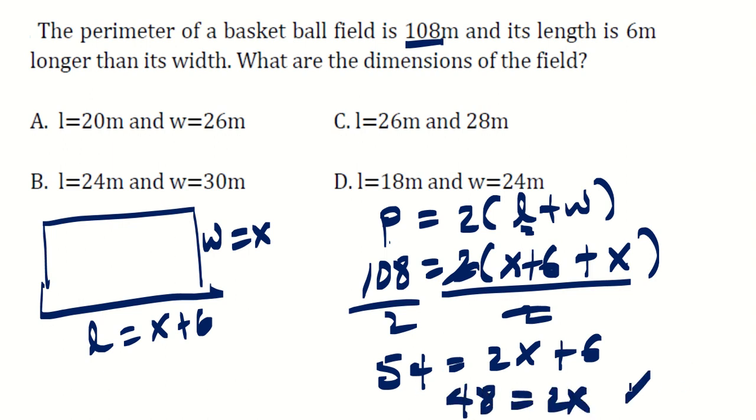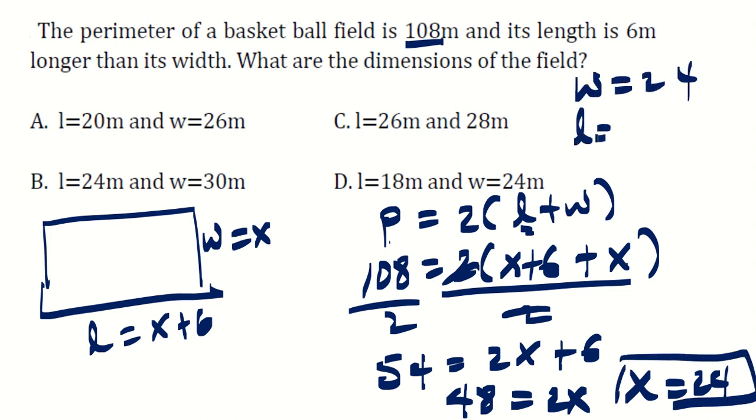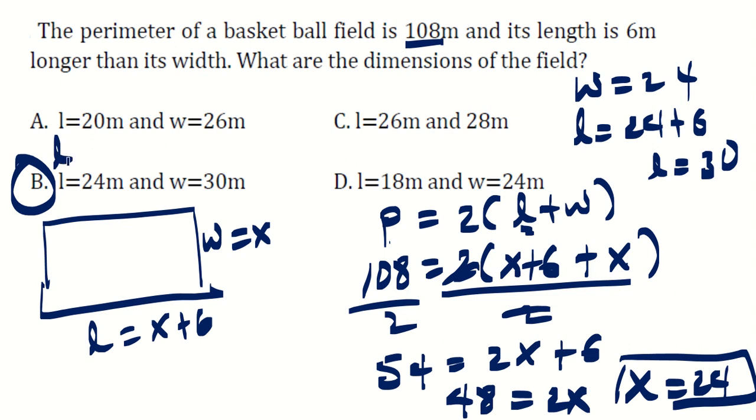Divide both sides by 2. Then x is equal to 24. The x means the width. The width is equal to 24. What about the length? 6 plus 24. So the length is equal to 30. So which one is the answer? The answer actually must be B, but the length and the width are exchanged places. The length must be here and the width must be here, because its length is 6 meters longer. Which one is larger? The length. Okay, this kind of mistake happens. Let's continue to the next one.